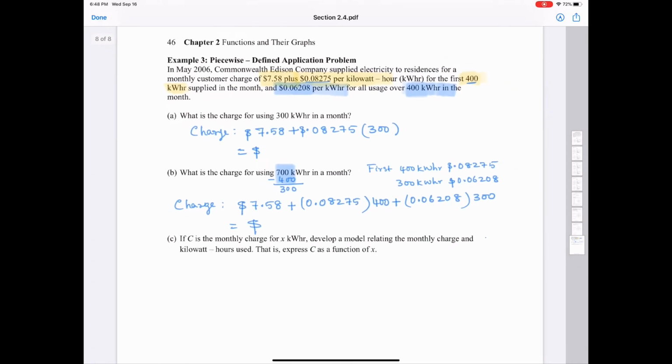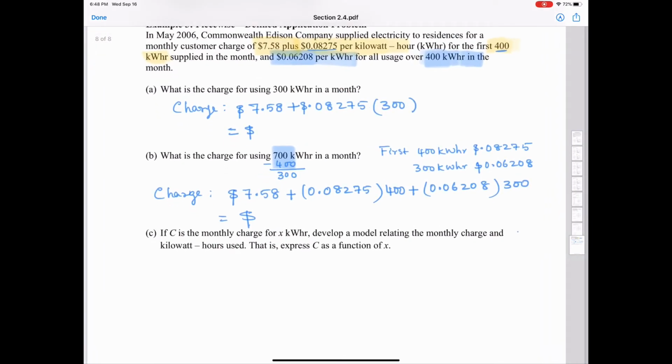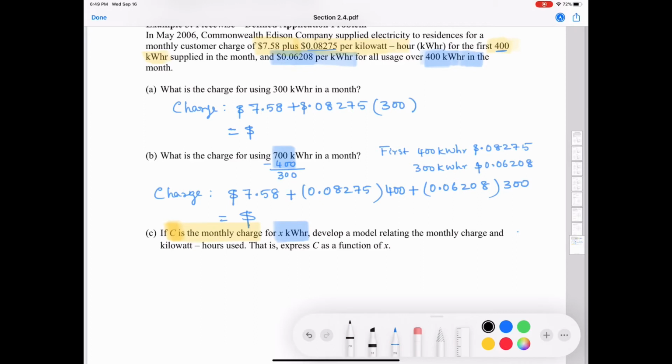In order to build this function, we are going to give variables. In this problem, we don't have to make them up, because it's already told to us that C is the cost, the monthly charge that the customer is paying. And it is also giving me that X is the usage in kilowatt hours. So C on the left-hand side is the dependent variable, and X on the right-hand side is my independent variable. Let me try to finish this function.